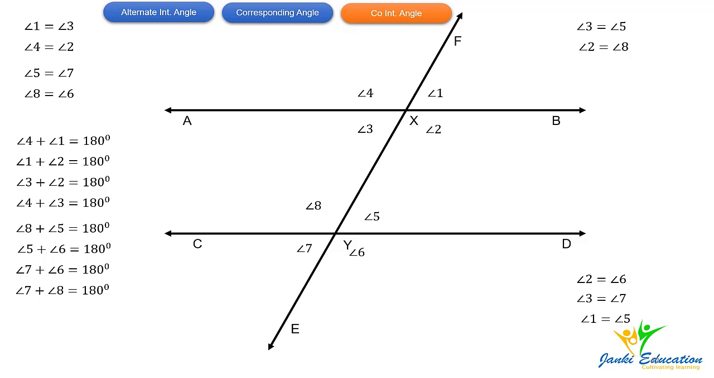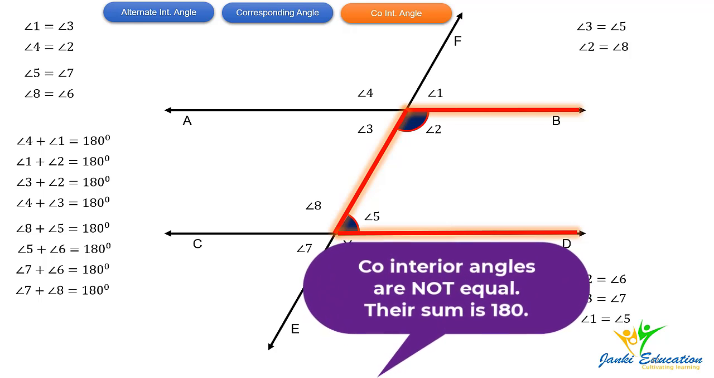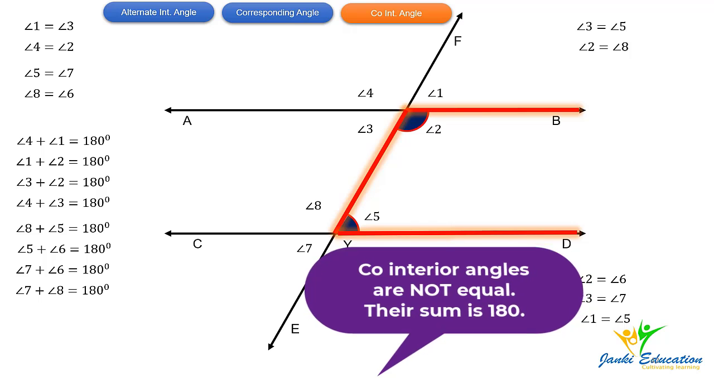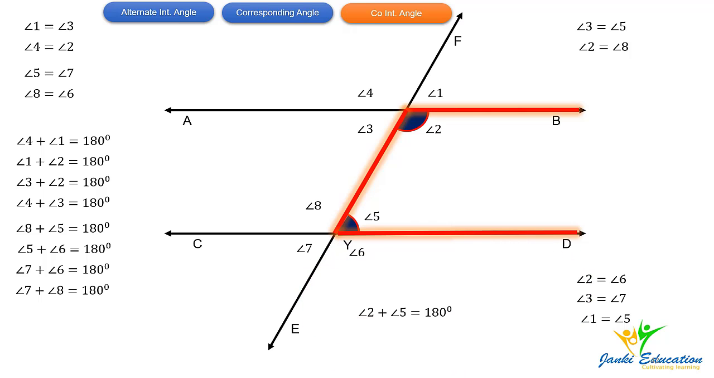Now check out this one. Follow the finger path. It is giving you C shape. Two angles formed. But here remember, C shape is called co-interior angle, but they are not equal. Please be clear. C shape not equal, but they are adding up to 180 degree. You can say they are supplementary, right? 180 degree. So angle 2 plus angle 5 is equal to 180 degree.